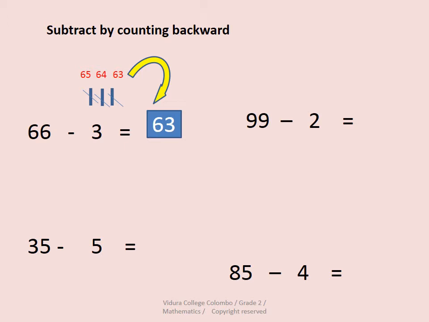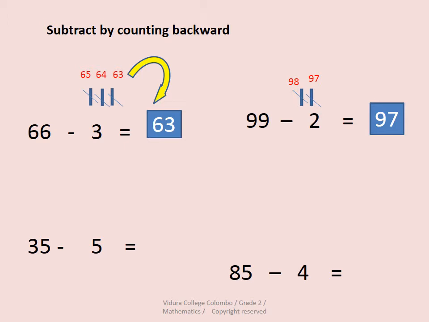Let's move on to the next sum. 99 minus 2. So we are taking away 2 from 99. Let's count backward twice and see what the answer is. 99, 98, 97. So the answer of 99 minus 2 is 97.